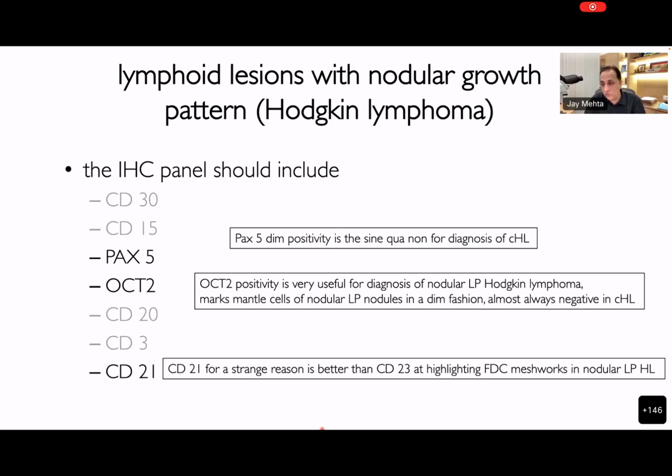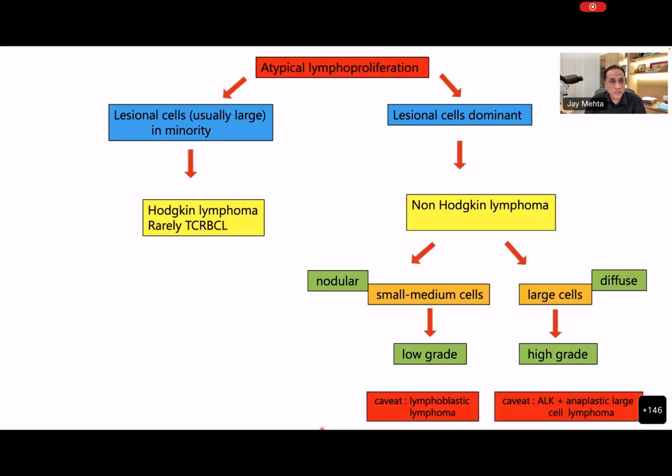predominance Hodgkin lymphoma. That's been my experience, and I've talked to some of the colleagues who also concur with that. So if the CD23 hasn't highlighted a FTC meshwork in a lymphoma which looks like a nodular LP in a young patient, do try to chase it up by doing a CD21.